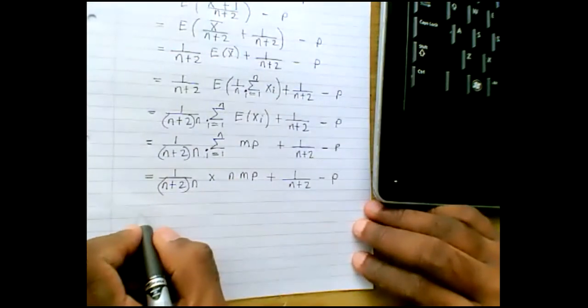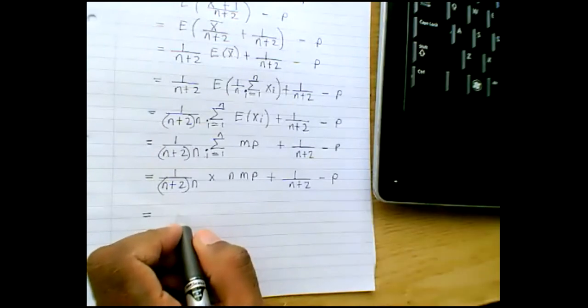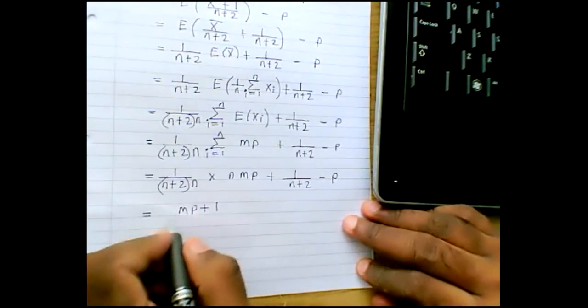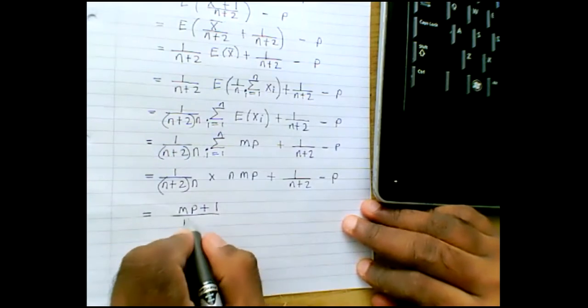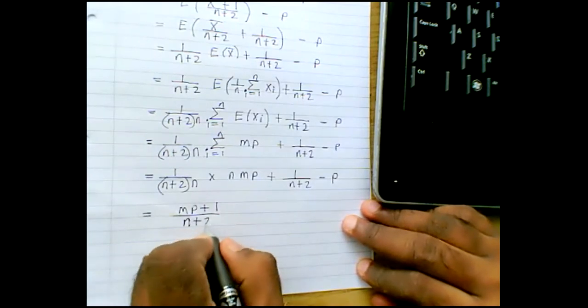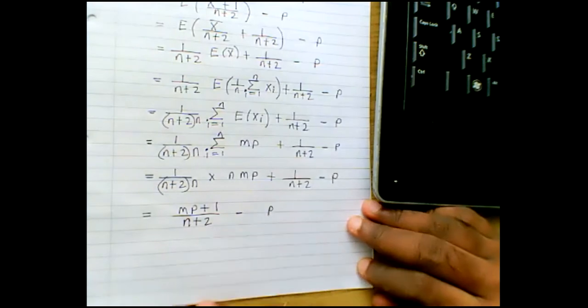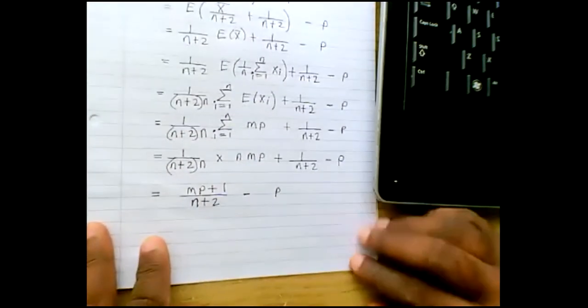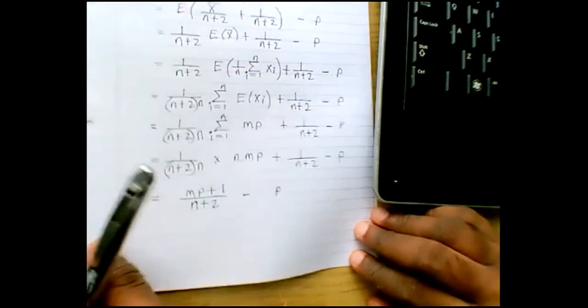Okay. Now you can put this together as (mp + 1) divided by (n + 2) minus p. Okay, so this is the bias. This is the bias of the estimator p hat, the bias of p hat, right?